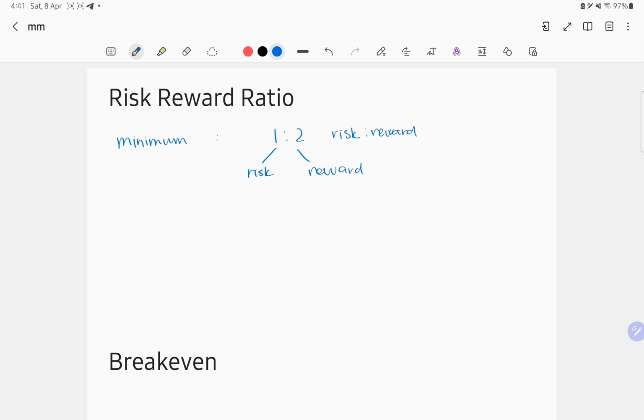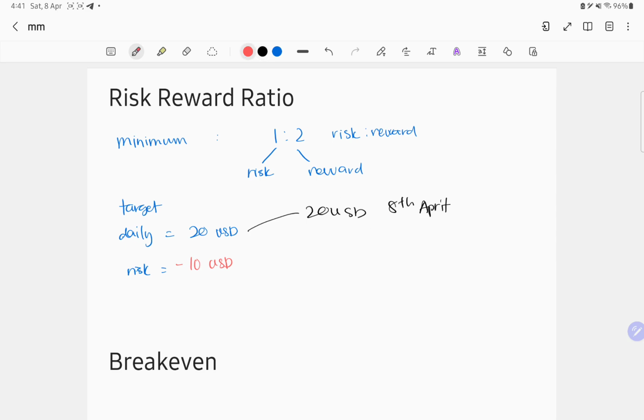So what does this mean? Let's say your daily target is around 20 USD. So what risk should you be focusing on? Your risk should be a loss of negative 10 USD. So how does this work? Let's say you already reached 20 USD on the 8th of April.